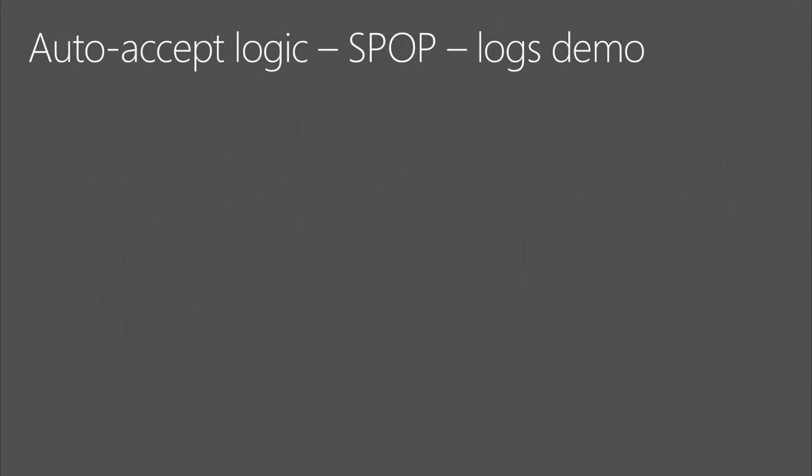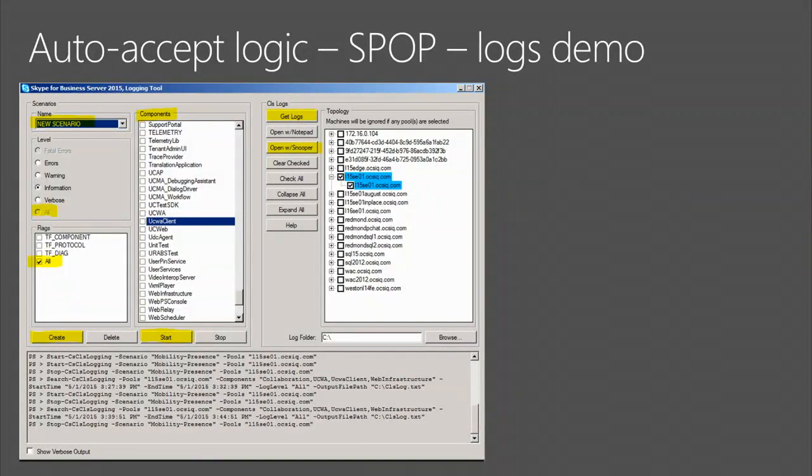Logs demo. If you want to troubleshoot the auto-accept logic and understand how it works, this is the new logging tool for Skype for Business Server. What we have done is we introduced CLS. Now this is a UI for the CLS. It's pretty amazing. I'm a big fan of the link logging tool, and now I like this even better because you can turn on logging on all the different servers from this one single UI.